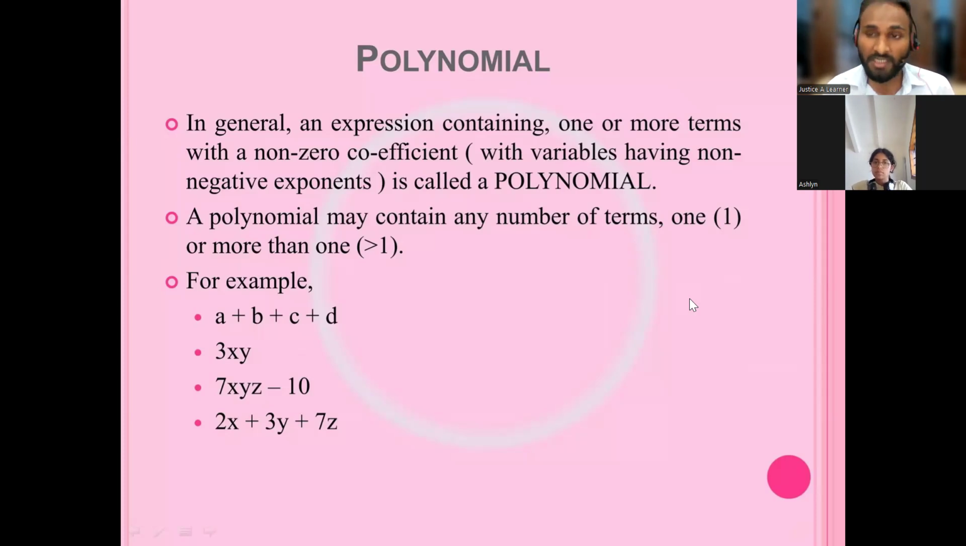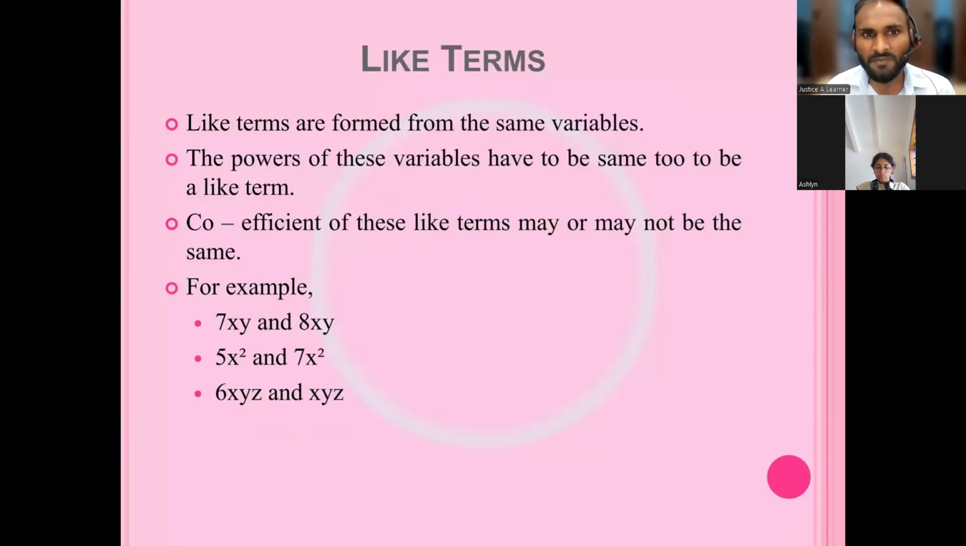So of course you are saying it well. Any expression which is having the same variables, like you said, same literal terms, that's okay to understand, but we will formally call it variable, right? So like terms are formed, you can take a screenshot, from the same variables. The power of these variables has to be the same to be a like term, right? And the coefficient of these like terms may or may not be the same, correct? Because I can say 7xy and 8xy. Here the coefficient value is 7 and there 8. There is no problem at all. But the variable part should be the same, correct?